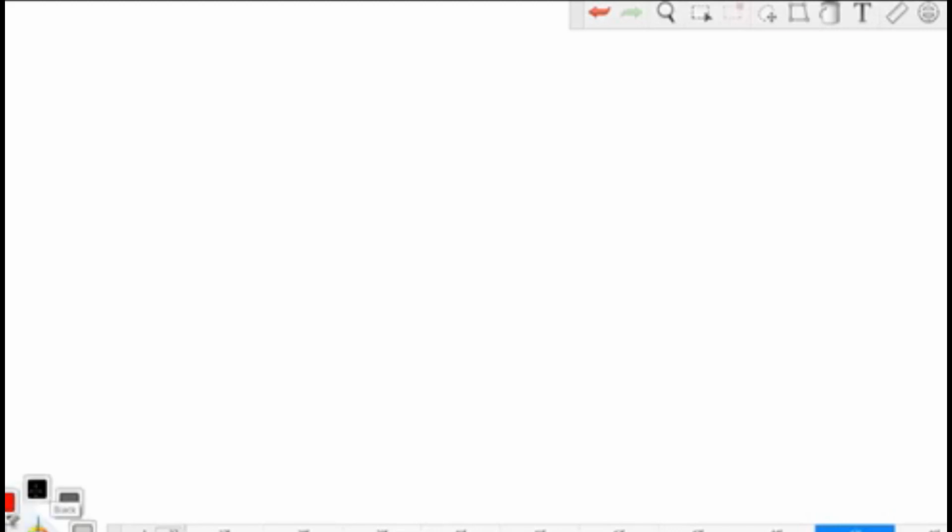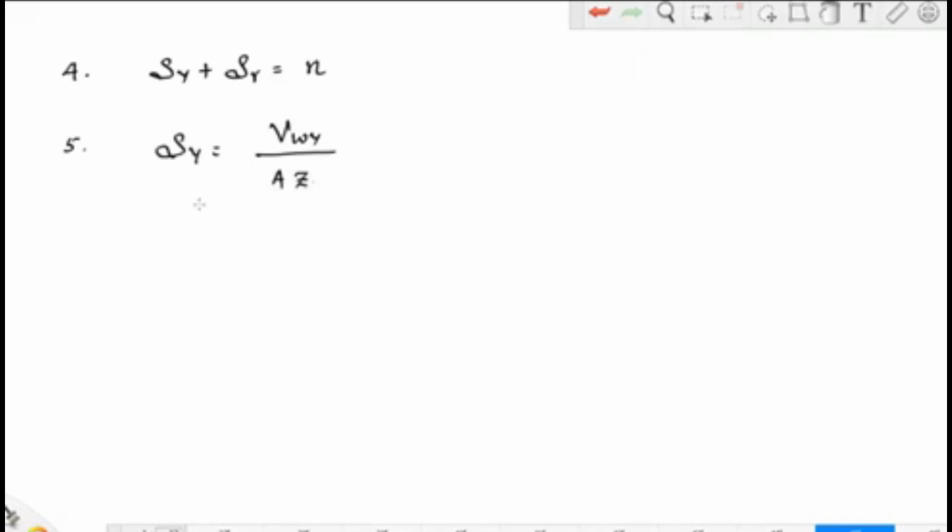Last one which is important for you is specific yield plus specific retention is equal to porosity. Specific yield plus specific retention is equal to porosity. Specific yield is equal to VW divided by area into Z. So SY is specific yield.